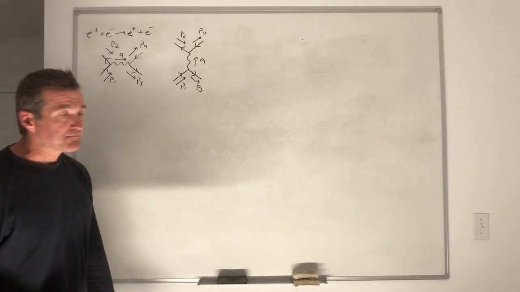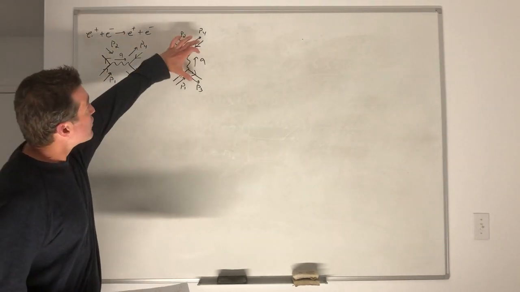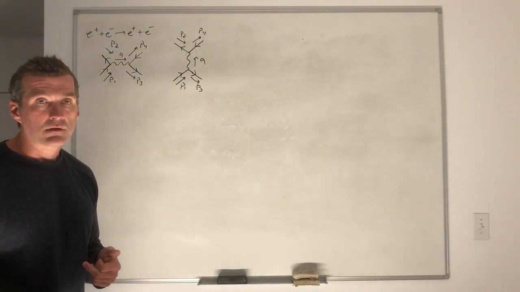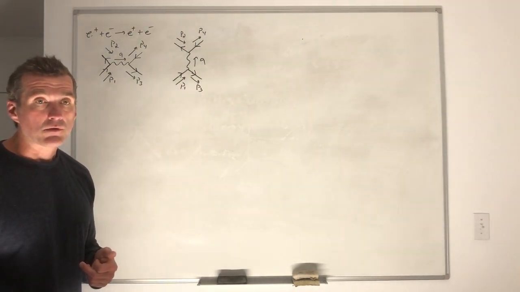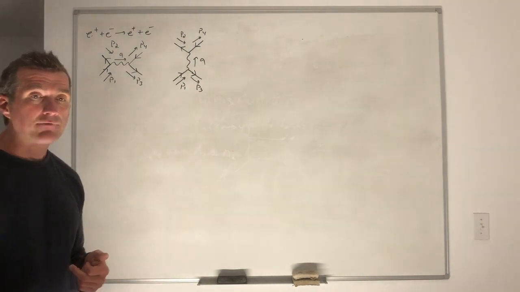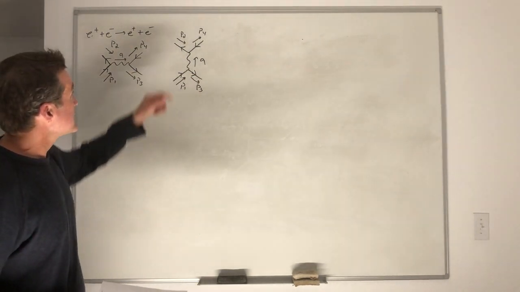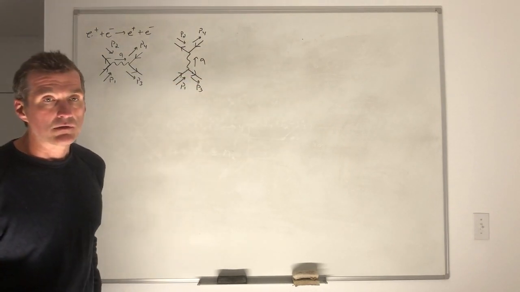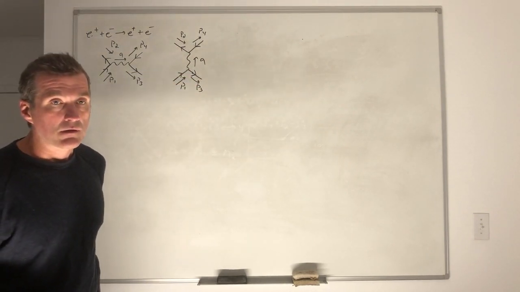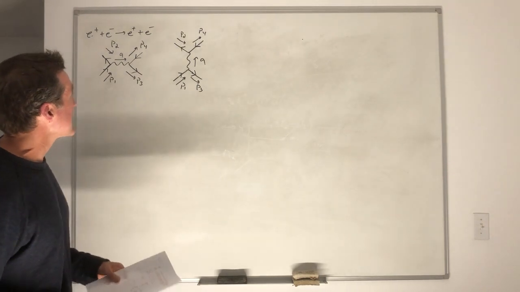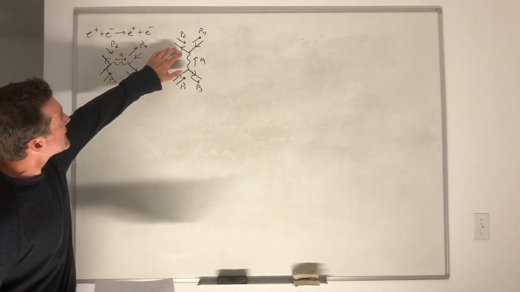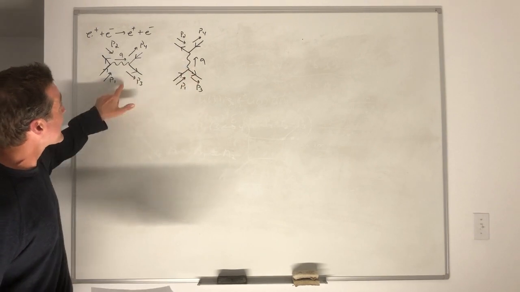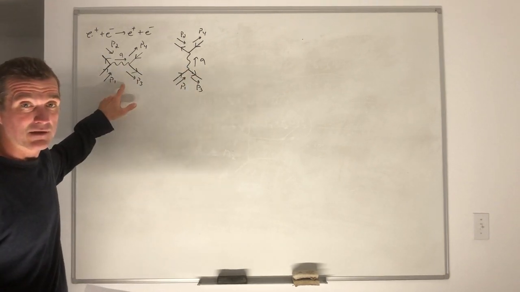Now, here's a question. Can I swap these outgoing particles? No. However, can I swap an ingoing antiparticle with an outgoing particle? Yes, of course I can. But if I swap an incoming antiparticle and an outgoing particle on this diagram, am I going to get this diagram?